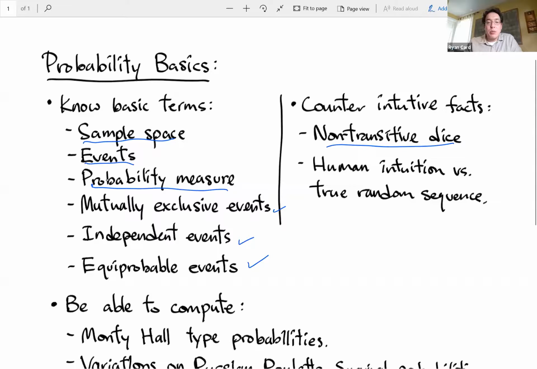In the worksheet where we talked about laws of large numbers, we also talked about how bad human intuition is when it comes to trying to come up with a random sequence. So you should know the basics of those as well. If you don't remember, please revisit the worksheet and the video.